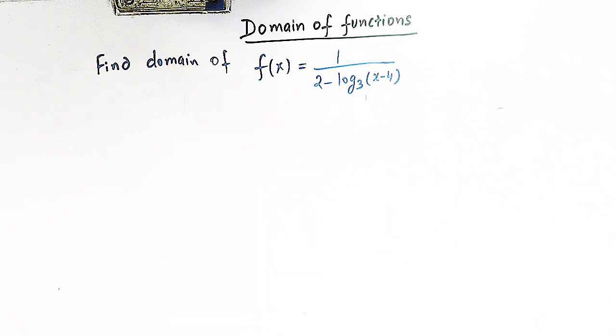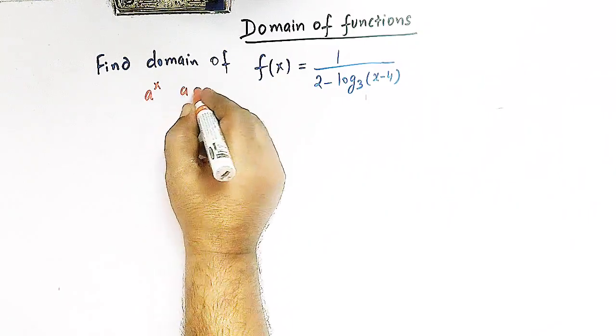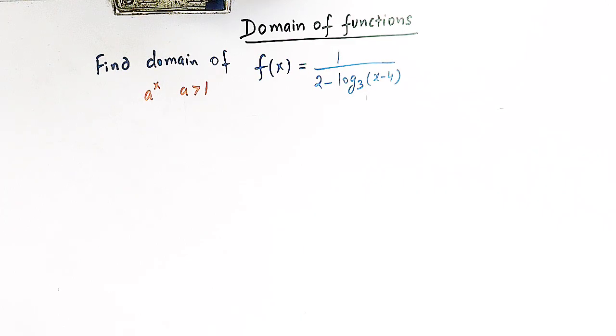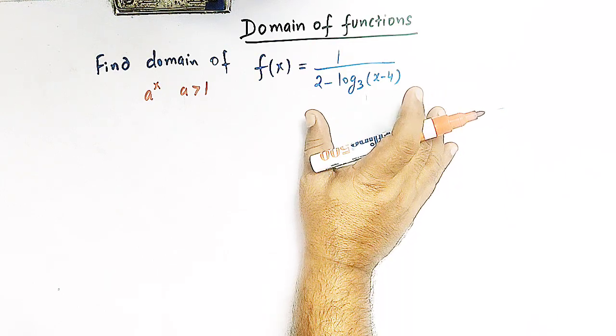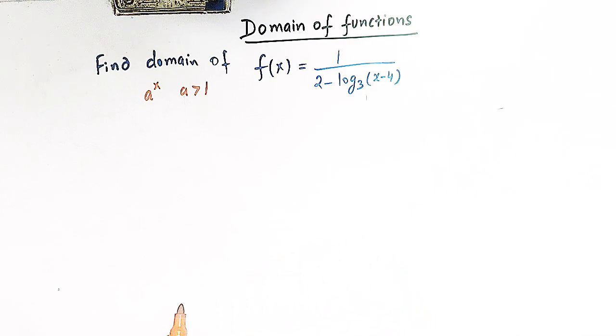We'll make use of some properties of the exponential function, that is the general exponential function of the form a raised to x, where a is greater than 1, and we'll see how easily we can find the domain of this function f of x. Here we have to find the set of all values of x for which this function f of x is valid or defined.